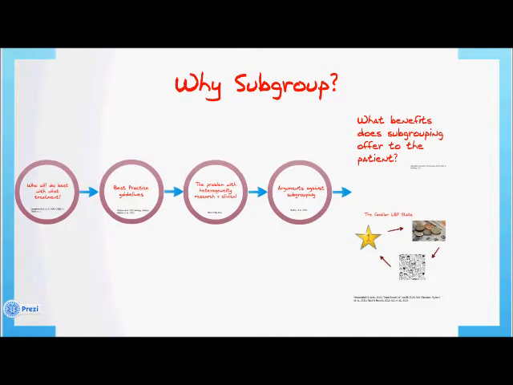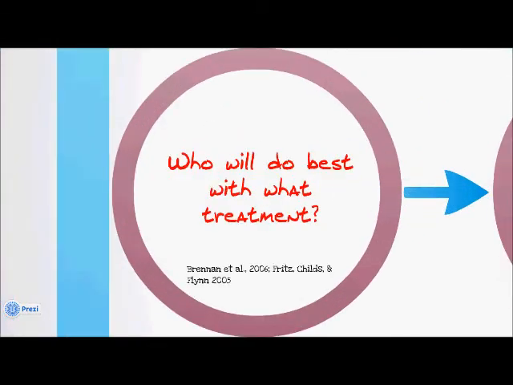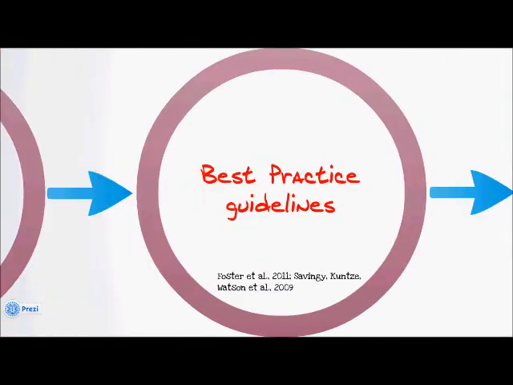So why subgroup? Despite a number of high-quality randomised control trials in recent years, the fundamental question about which patients will respond best to which intervention remains unanswered. This current situation may in part explain why low back pain exists as the number one world health problem.